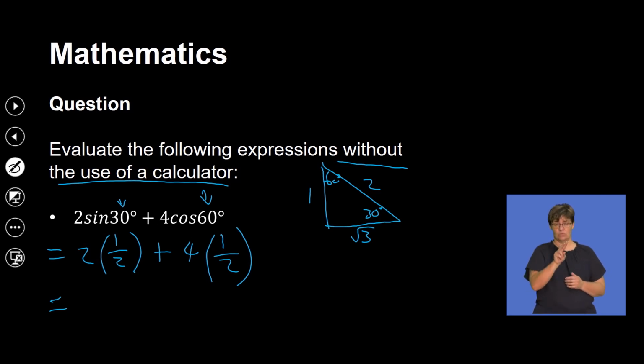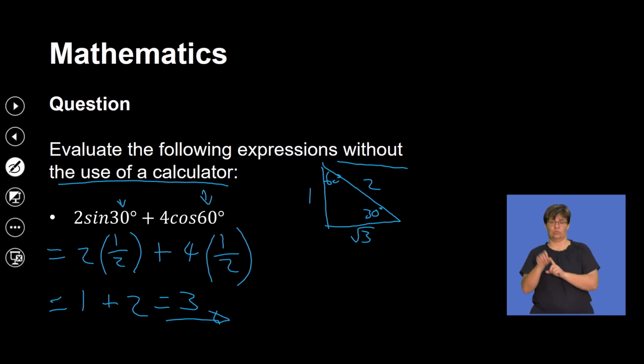2 multiplied by a half is equal to 1, because two halves make 1, plus 4 multiplied by a half, so 4 halves will then give us 2. They make 2, and the answer there will be equal to just 3.